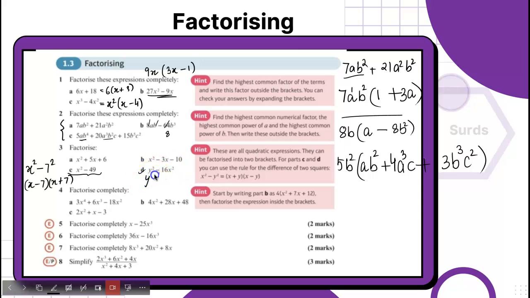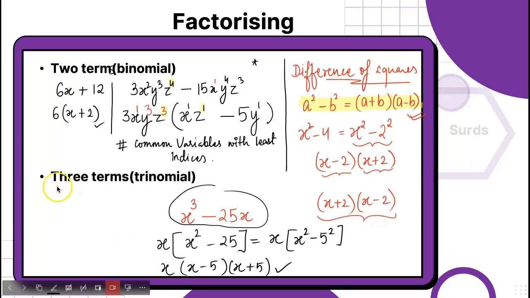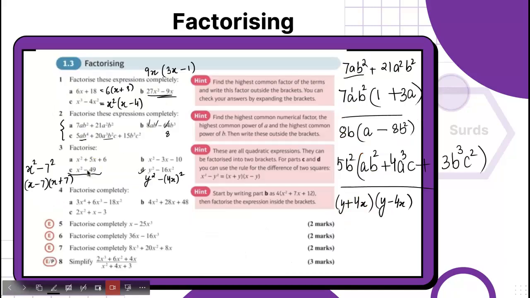If you rewrite, it's y squared minus 4x squared. Correct? So I'm writing it here. So it would be y plus 4x and y minus 4x. Hope that makes sense? Okay. Now let's move on to understand 3 terms. When we have trinomial.